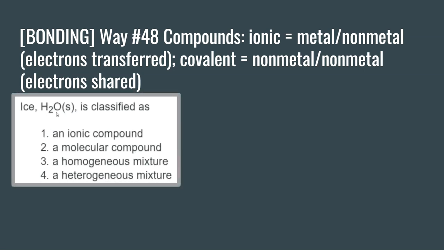Ice, H2O solid, is classified as... If you said choice 2, you got it correct. Why? Note that covalent compounds are also referred to as molecular compounds, so they're the same thing. And note that H and O are both nonmetals, so you should immediately think, based off their classification, that this is a molecular compound or a covalent compound, where electrons are being shared between the oxygen and the hydrogen.